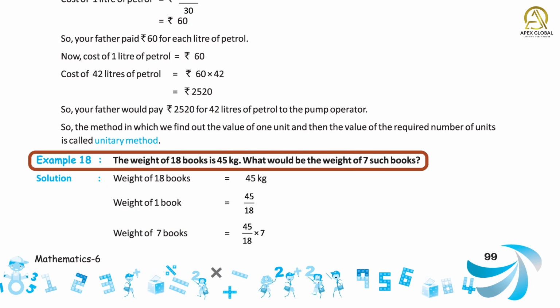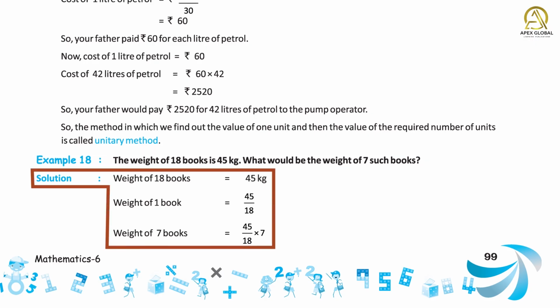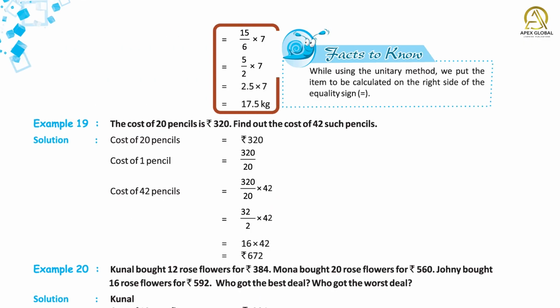The weight of 18 books is 45 kg. What would be the weight of 7 such books? Solution. Weight of 18 books equals 45 kg. Weight of 1 book equals 45 upon 18. Weight of 7 books equals 45 upon 18 into 7 equals 15 upon 6 into 7 equals 5 upon 2 into 7 equals 2.5 into 7 equals 17.5 kg.